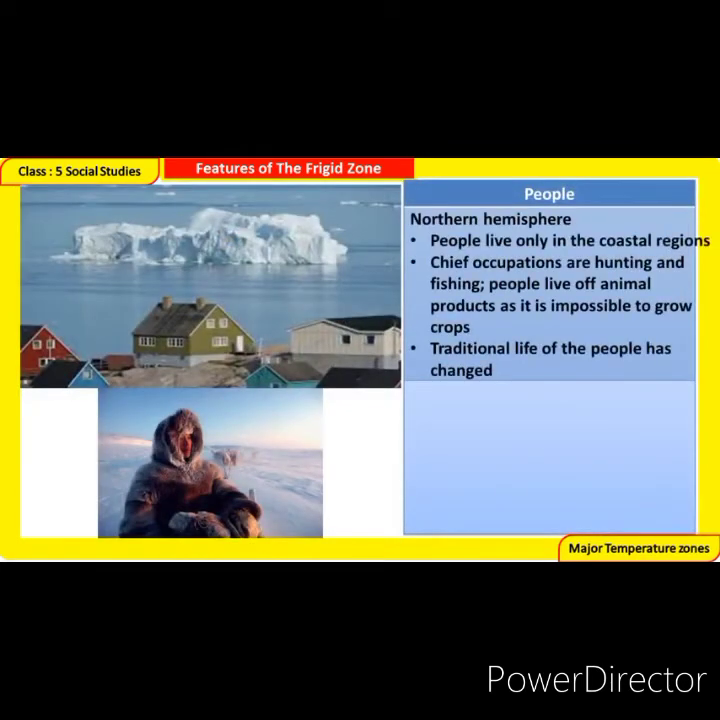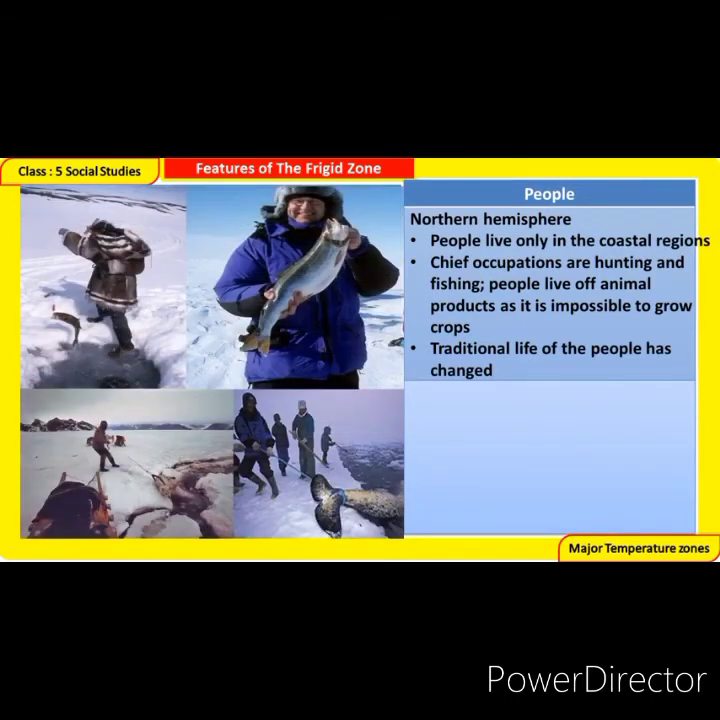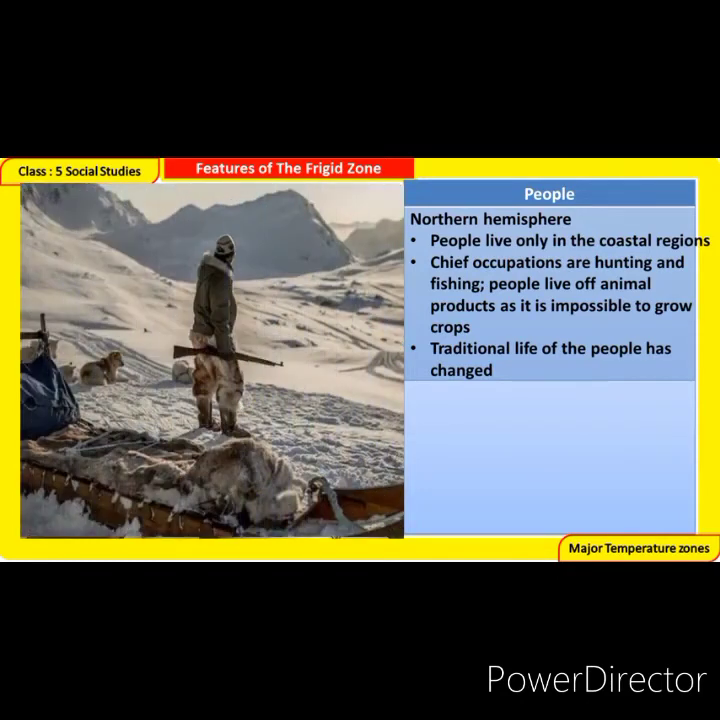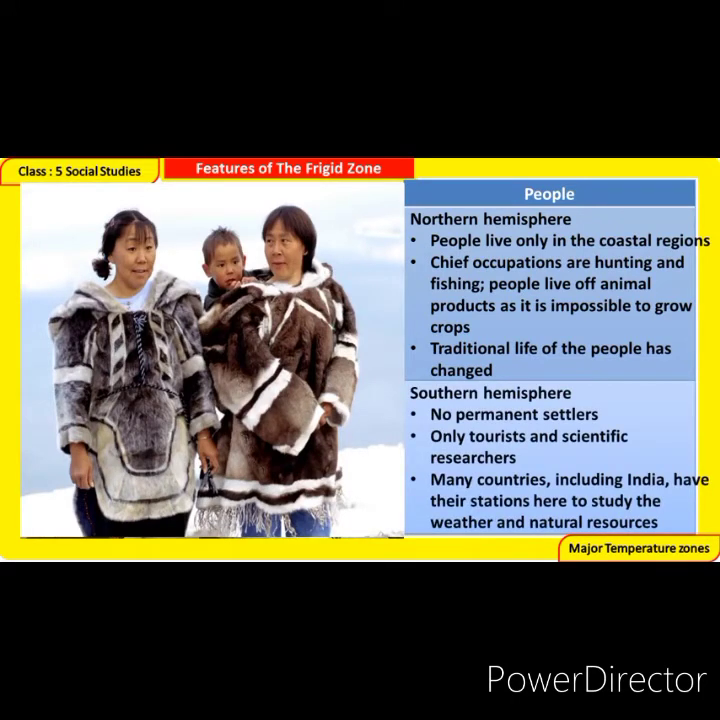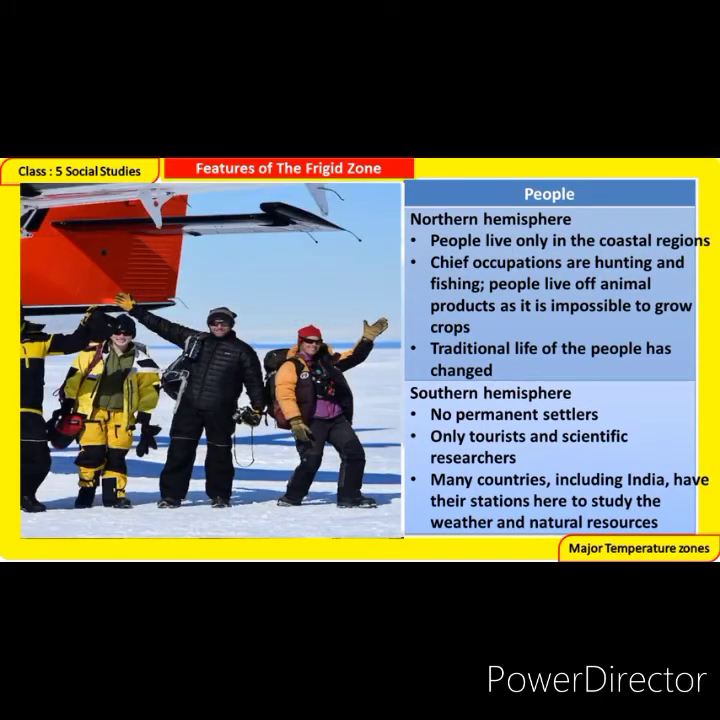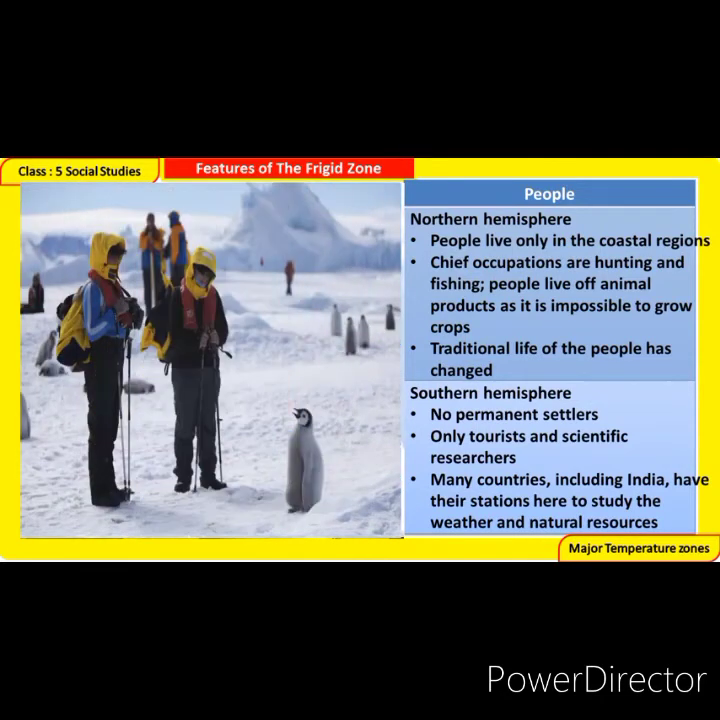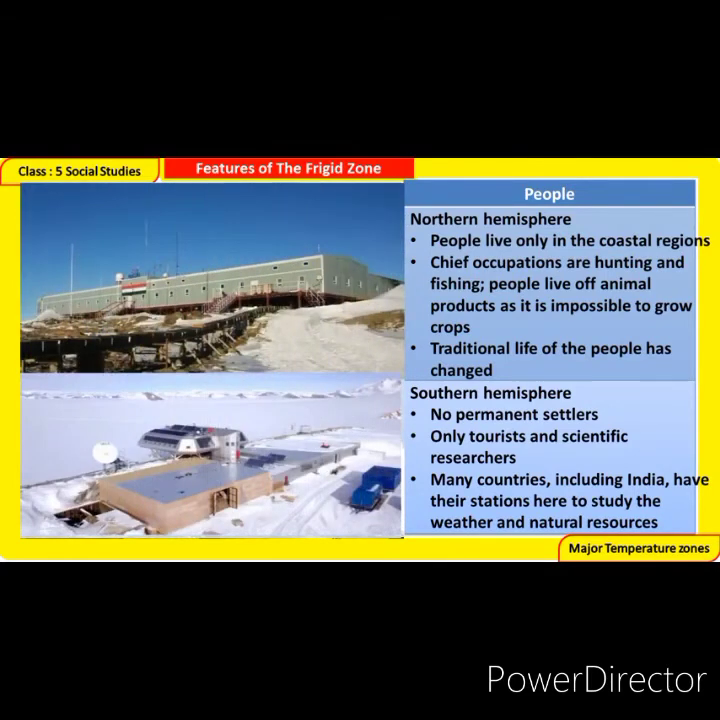Then the southern hemisphere. Here we have sea animals like elephant seals, different kinds of whales, albatross, which are migratory birds, and petrels. These are found here. Then penguins are the region's best known birds, which are flightless birds. Now, when you talk about the people, in the northern hemisphere, people live only in the coastal regions.